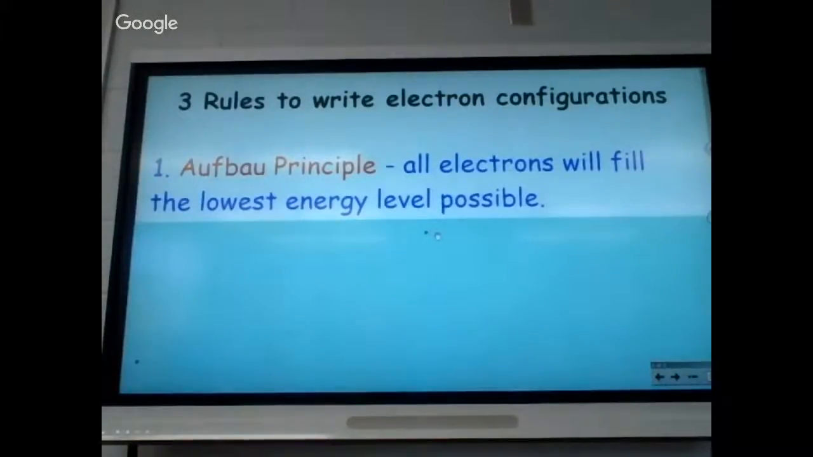All right, so the Aufbau principle says an electron.